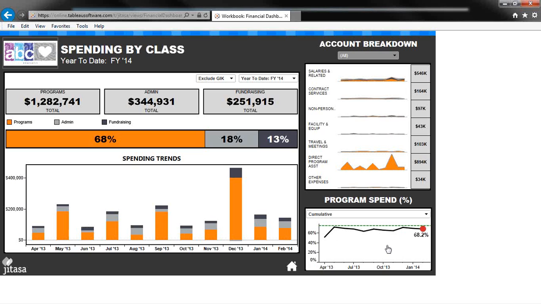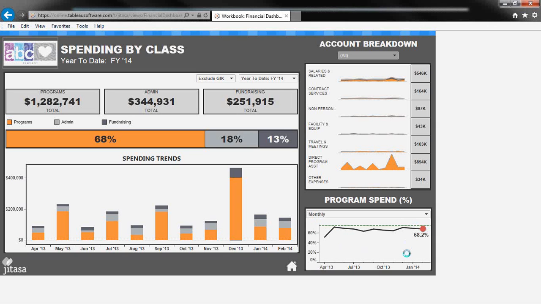But more importantly, on the lower right-hand side is this idea of setting a target, right? So this nonprofit has set the target of a program spend goal of 75%. So they want to get to 75% of expenditures going to program spend. And here you can see how that has moved over each month. They're currently at 68.2, so they're below. But you can see they're teetering on that line. It shows everybody whether they are hitting that goal and where they are missing that goal.